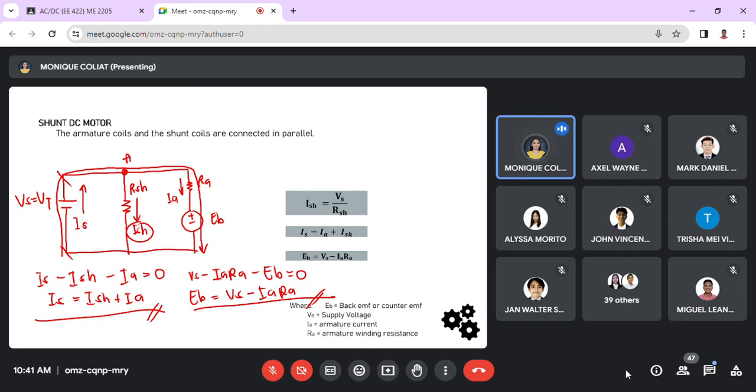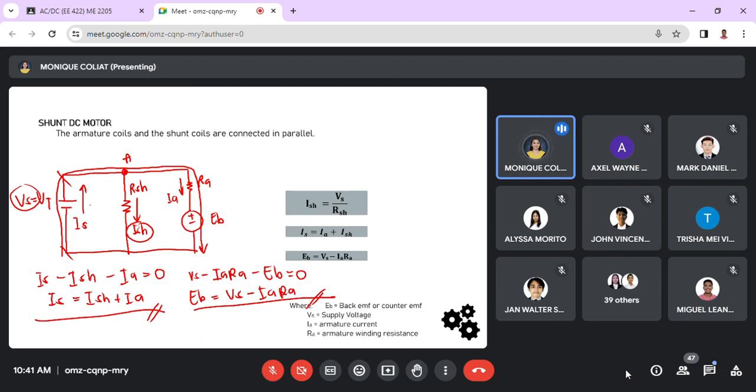Okay? So, imagine nyo lang yung shunt generator natin, then balik na rin nyo. Okay? So, yung ating VT, nandito na sa harap, which is equivalent to VS or source voltage. Then, we have RSH here sa gitna. Then, we have RA kasama ng ating back EMF. So, they are in parallel. Si RSH at RA. Kasi nga, shunt DC motor tayo.